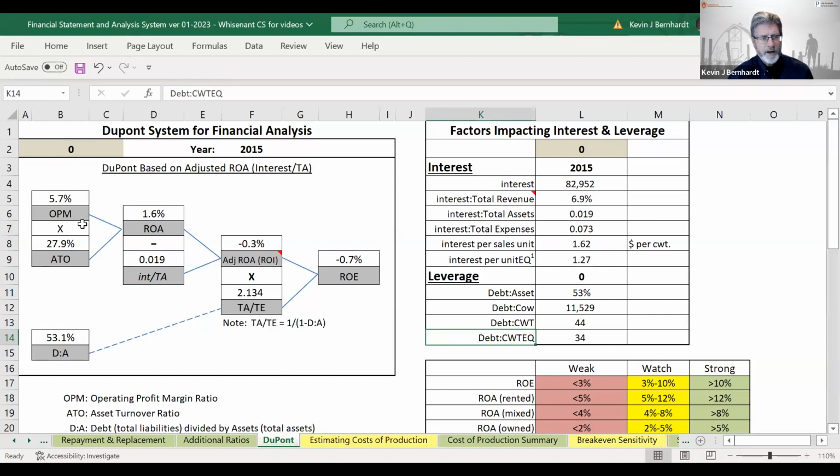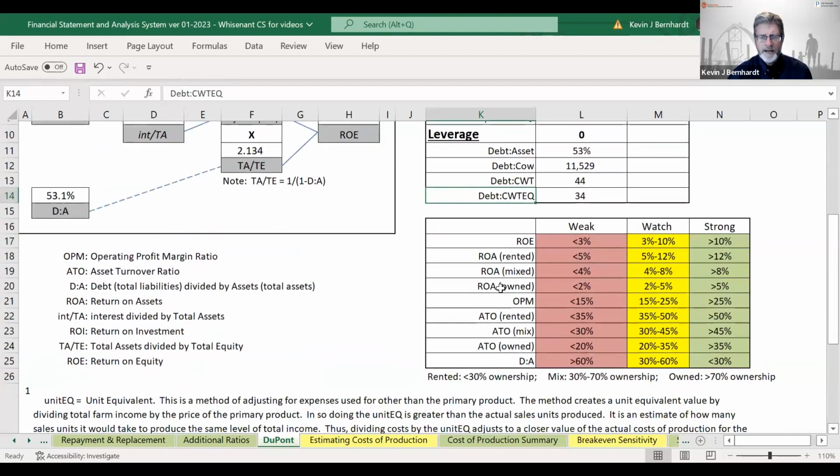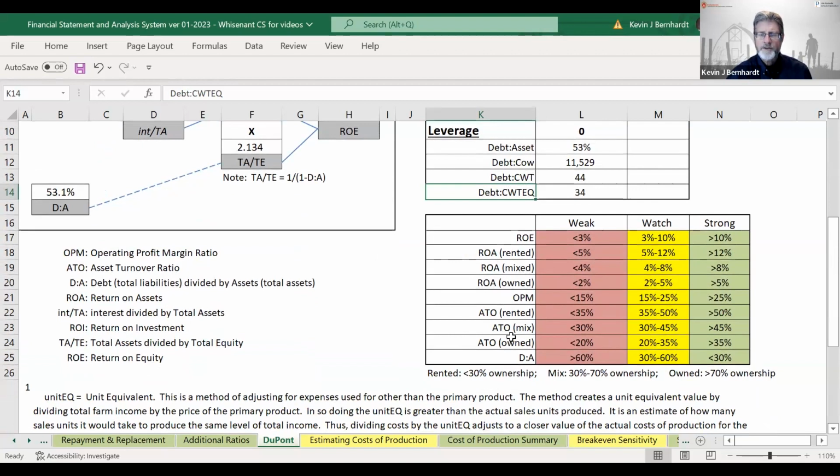So operating profit margin times the asset turnover ratio, when we multiply those together, we're going to get to the return on assets. We do an adjustment for interest on that to get this adjusted return on assets, if you will. We're going to multiply that times the leverage ratio, and that gives us the return on equity. And we can now follow this back. On the right side here, by the way, are some pieces of information that might be useful in evaluating the interest and the leverage, and down towards the bottom, the return on assets and the asset turnover ratio, et cetera.